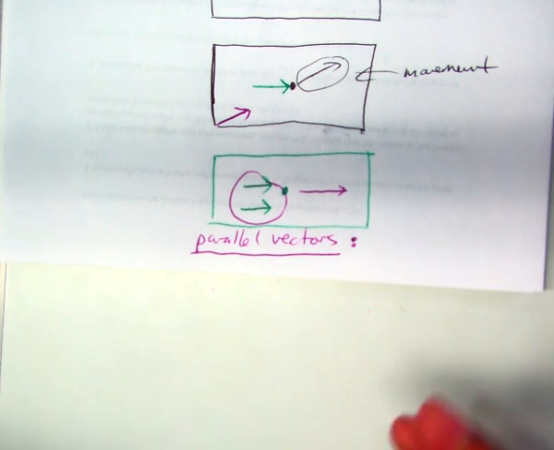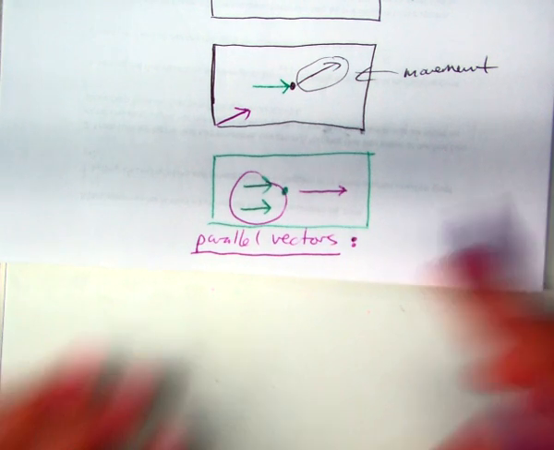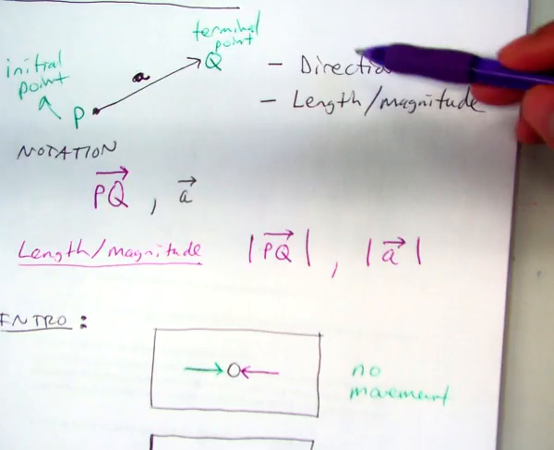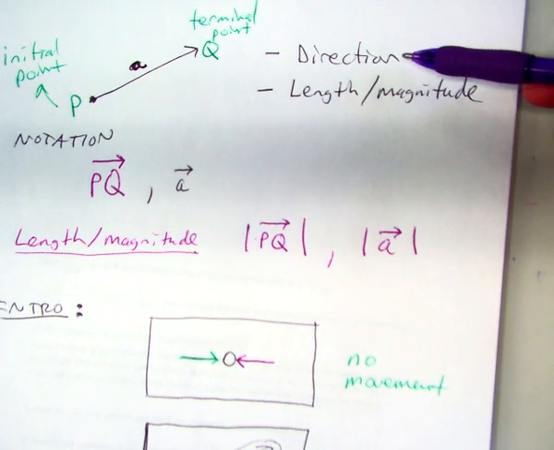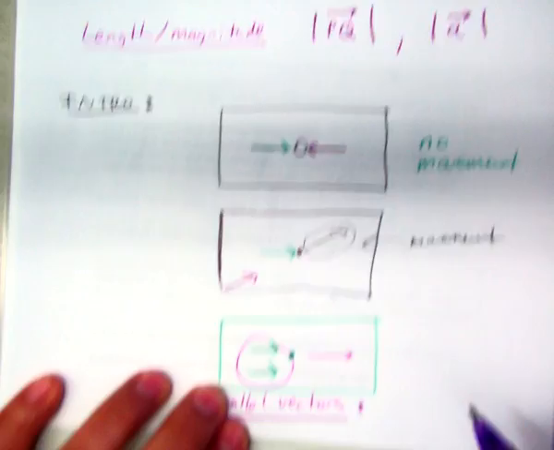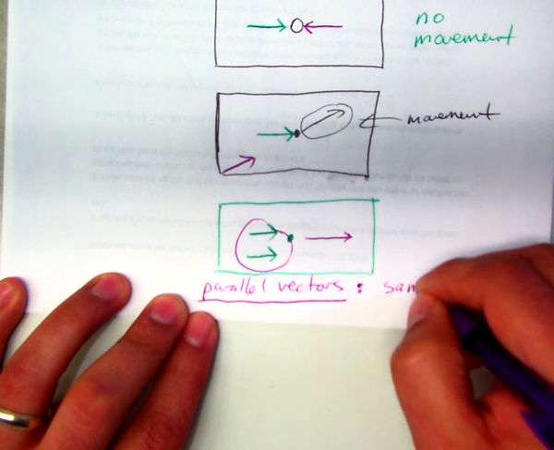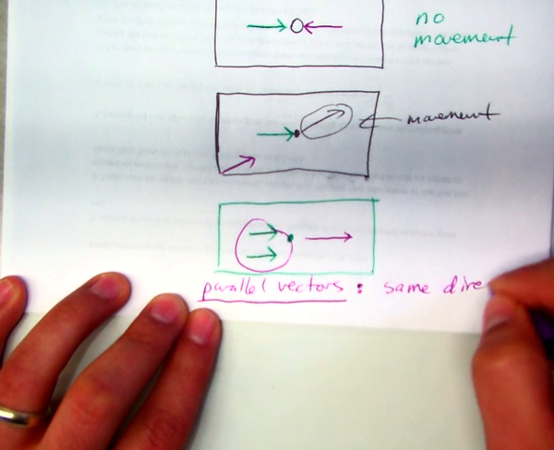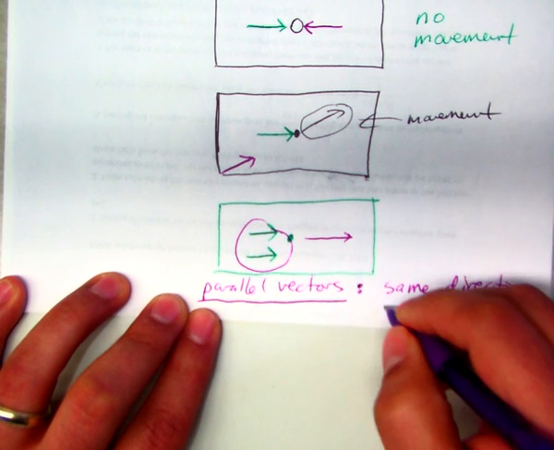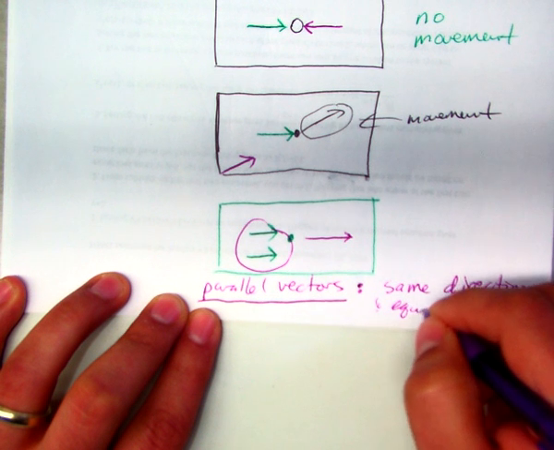Okay, let's combine using this idea that vectors have directions and lengths. Direction and length are the same. There you go. Very good. So parallel vectors: same direction and equal length.